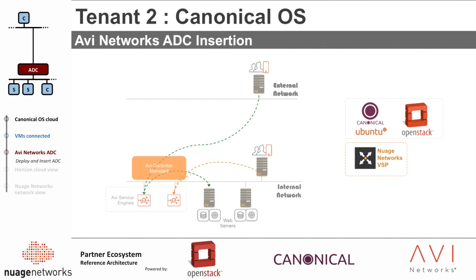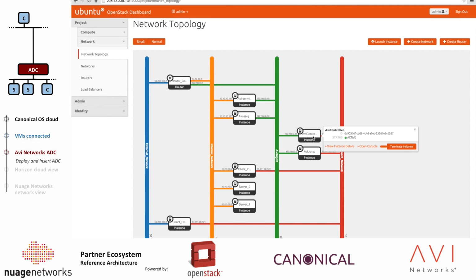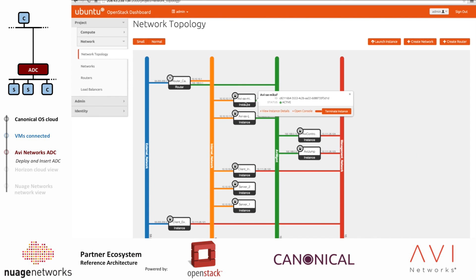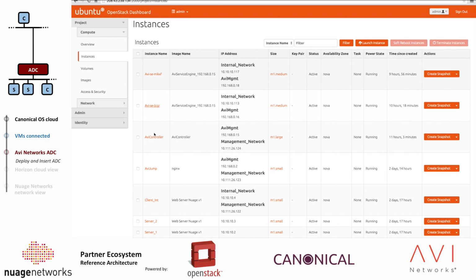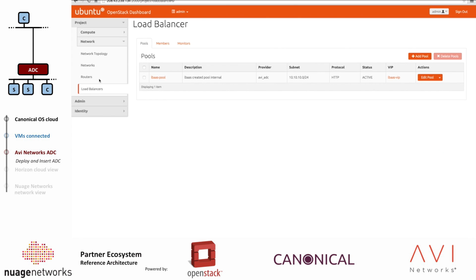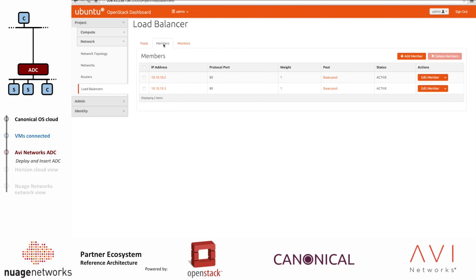We will now insert the Avi Networks load balancer into the mix. Avi's solution consists of a controller and several service engines. The controller is deployed through OpenStack, as well as the service engines. And then the controller will automatically make calls to OpenStack through a REST API as well as to Nuage VSD through its REST API interface.